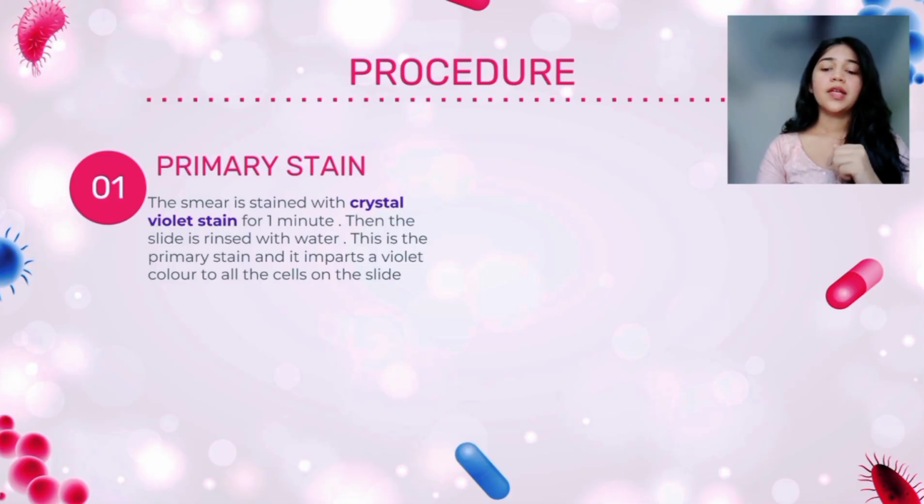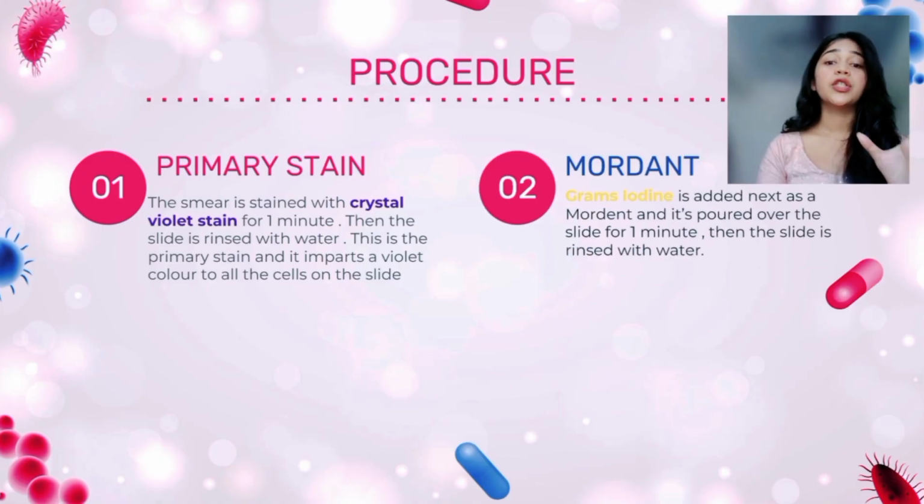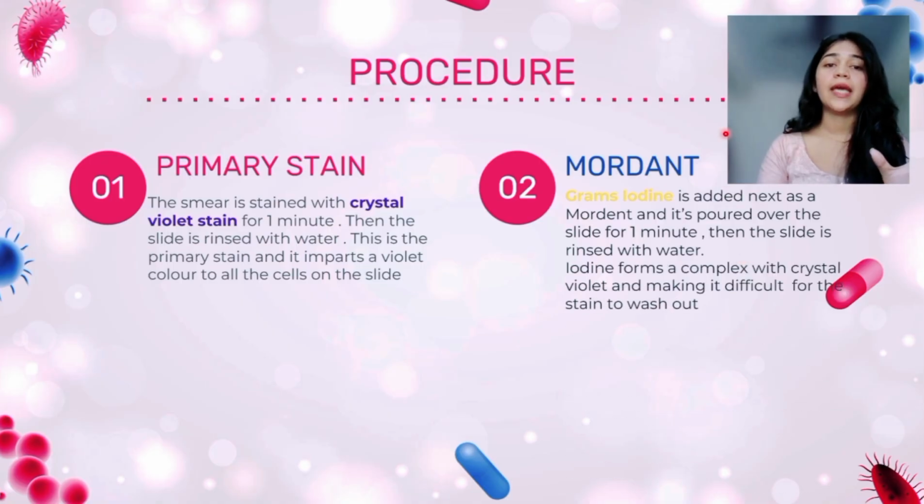After the primary stain, we use the mordant. Here we use Gram's iodine as the mordant, and we pour it over the slide for 1 minute, and then the slide is rinsed with water. Gram's iodine acts as a trapping layer. It binds with the crystal violet to form large crystal violet-iodine complexes that are too big to easily escape through the mesh-like peptidoglycan layer of the cell wall. This makes it difficult for the stain to wash out. That is the purpose of iodine here.